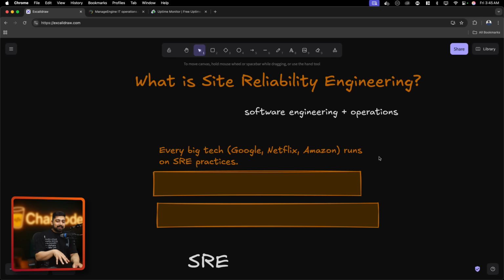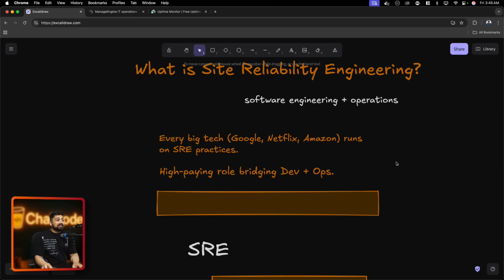And their reliability doesn't just belong to the development part. Actually, their reliability sometimes moves into the data science role as well. Yes, there are SREs for data science companies as well. It's a very interesting role. It's a very high-paying role, which bridges the gap most considerably between the development side and the operation side.